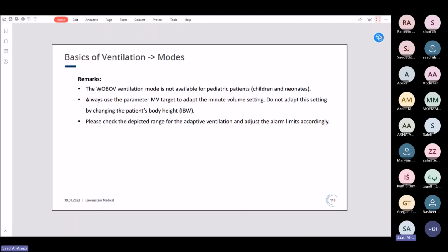We have a specific point for this mode: the work of breathing ventilation is not available for the pediatric patient. That's only for the adult population. Always use the MV target parameter and adapt the minute ventilation setting. Also, you need to change the body weight or the height for the patient.